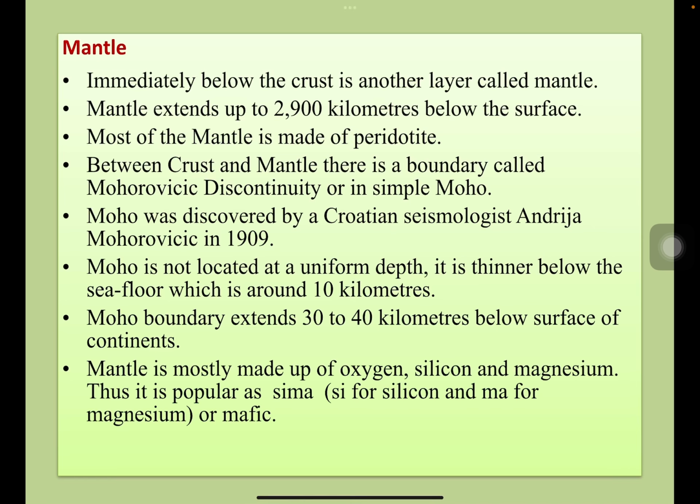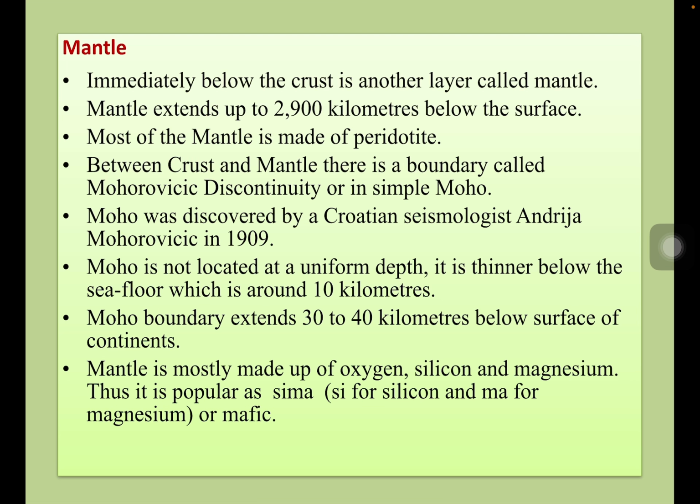Next layer, mantle. Immediately below the crust is another layer called mantle. Mantle extends up to 2900 kilometers below the surface. Most of the mantle is made of peridotite. Between crust and mantle there is a boundary called Mohorovičić discontinuity, or in simple, Moho. Moho was discovered by a Croatian seismologist Andrija Mohorovičić in 1909.